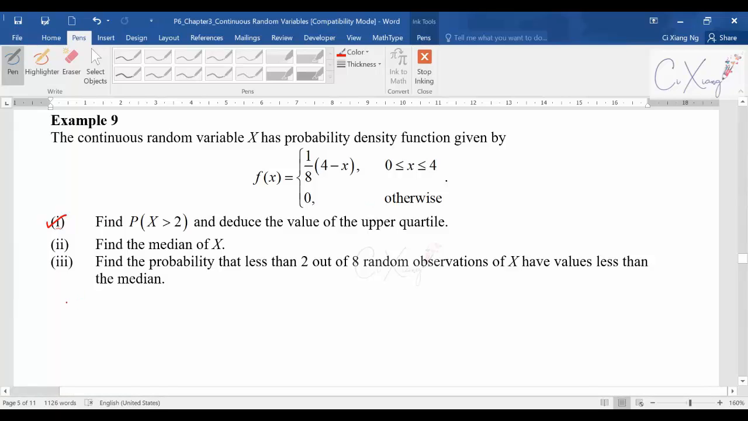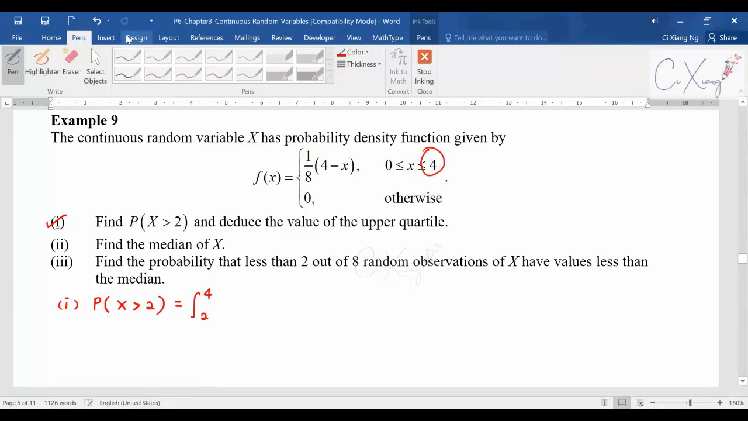We say that they want to get the probability for x greater than 2. That means when you do the integration, you integrate from 2 until 4, because the largest value given in the domain is 4. So you integrate from 2 until 4, and the function that they give you is 1/8 times (4 minus x) dx.